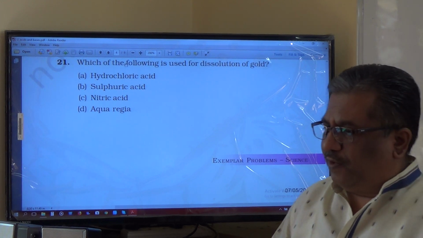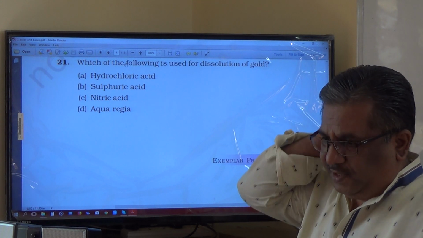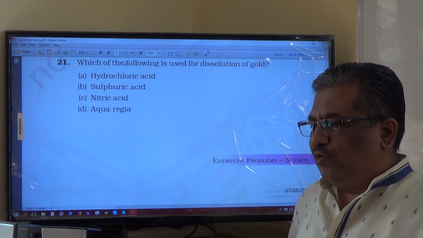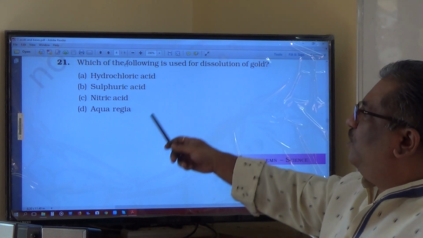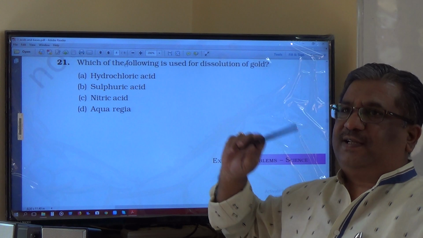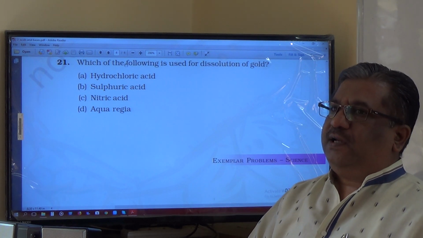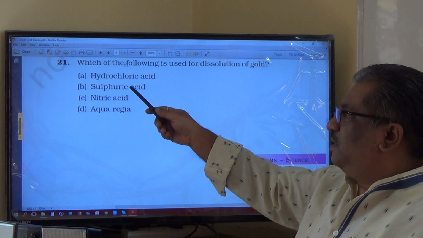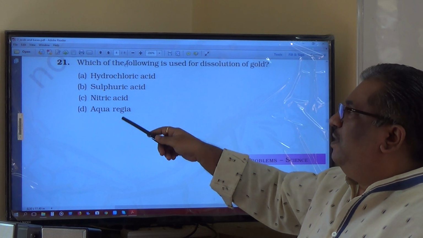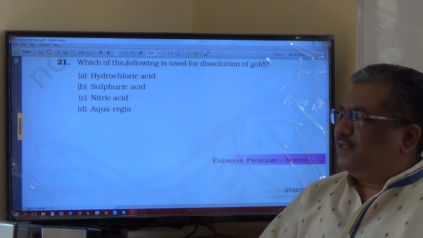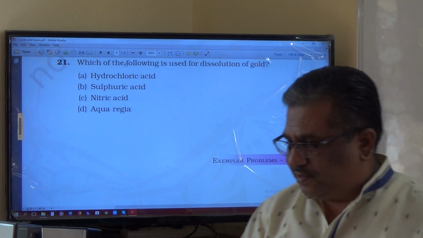So, which of the following is used for dissolution of gold? For dissolution of gold, please remember, the gold is soluble only in a particular mixture called aqua regia, which you are going to study in metals and non-metals. Even though the acids are very strong, gold cannot be dissolved in strong acids such as hydrochloric or sulfuric acid or nitric acid. But aqua regia is a mixture of acids in which it will dissolve. So we will discuss this in metals and non-metals.